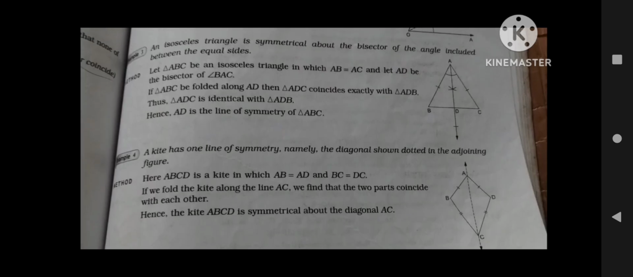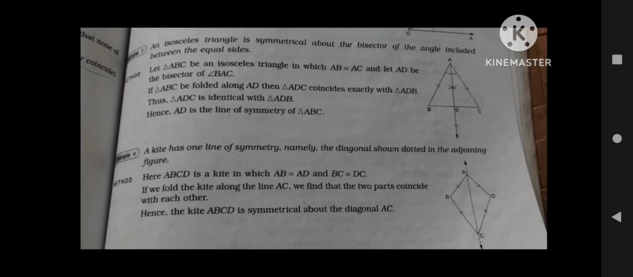3. An isosceles triangle is symmetrical about the bisector of the angle included between the equal sides. Method. Let ABC be the isosceles triangle in which AB equals AC and let AD be the bisector of angle BAC. If ABC is folded along AD, then ADC coincides exactly with ADB. Thus, triangle ADC is identical with triangle ADB. Hence, AD is a line of symmetry of ABC.